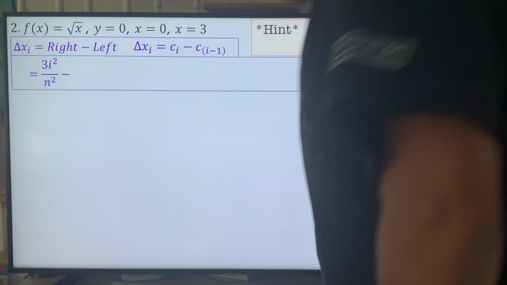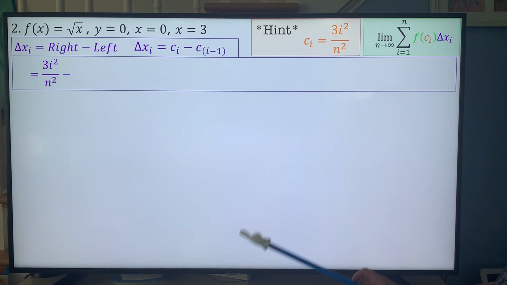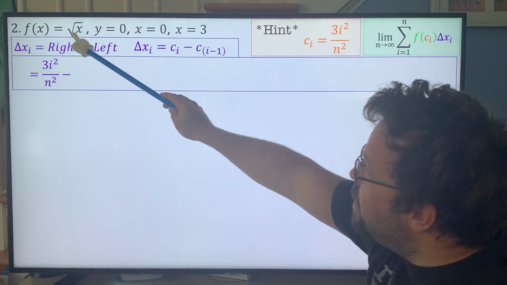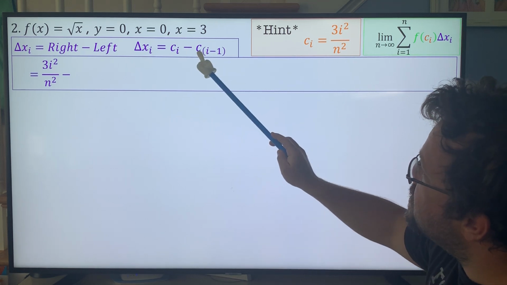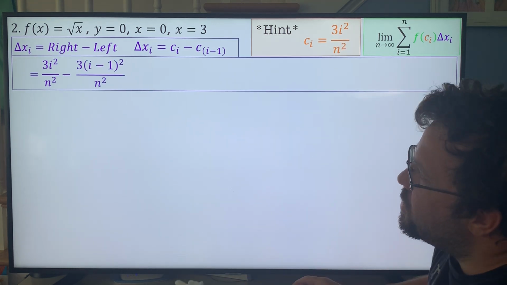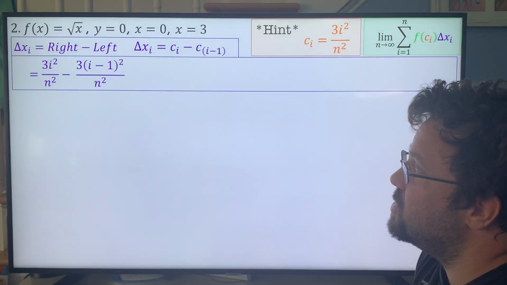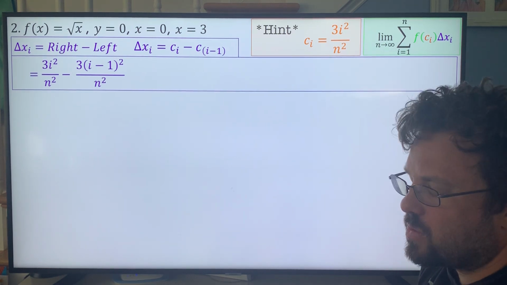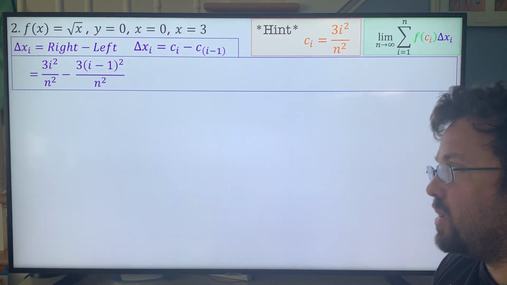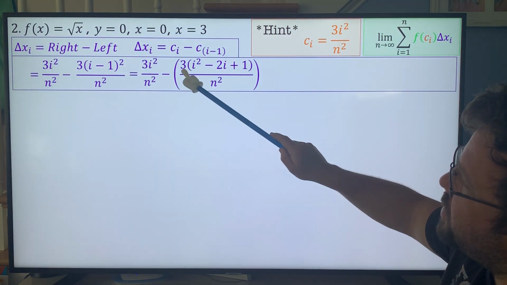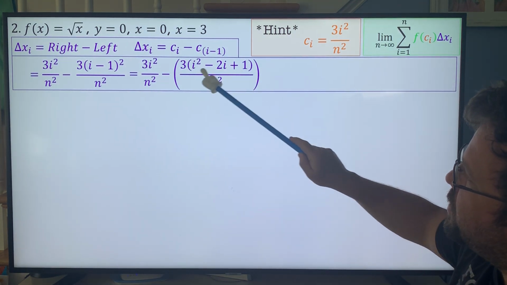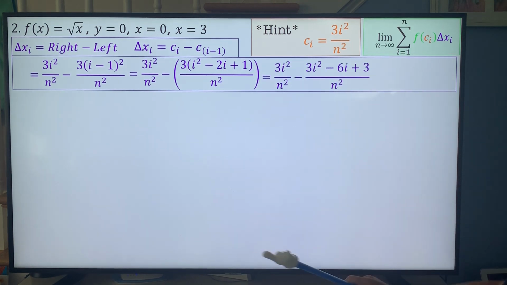All right, let's see. So you've got 3i squared over n squared minus, you're going to put i minus 1 there, 3 times (i minus 1) squared over n cubed squared. (i minus 1) squared, once again, is i squared minus 2i plus 1. Take the 3, you have to distribute the 3 in: 3, negative 6 and 3.